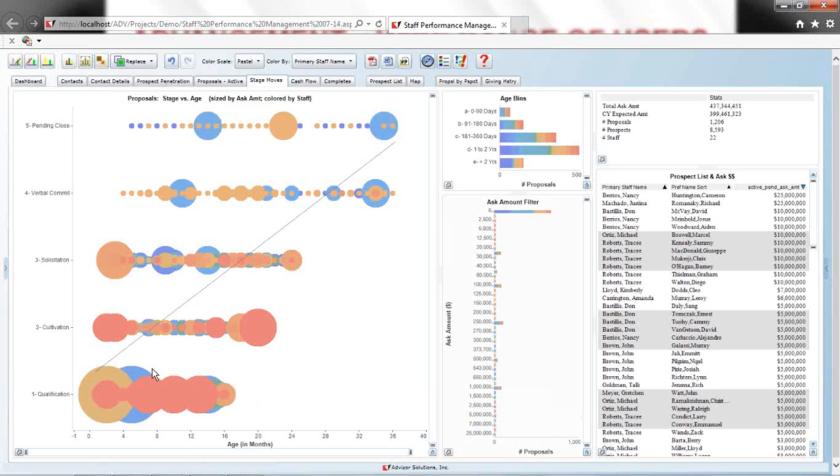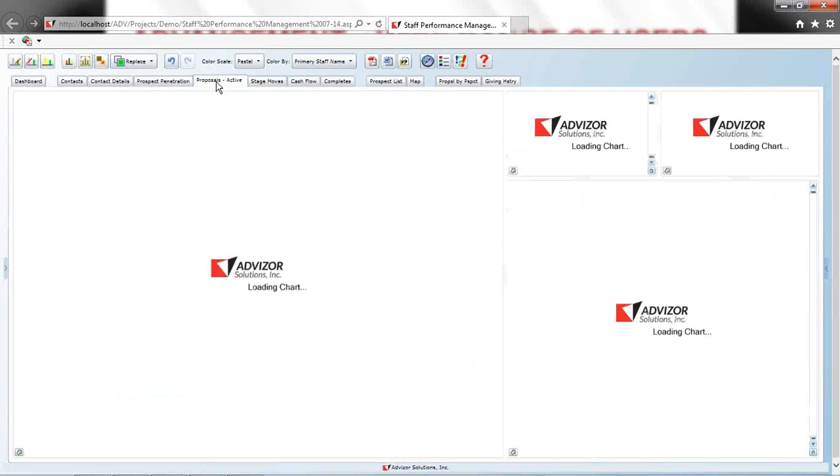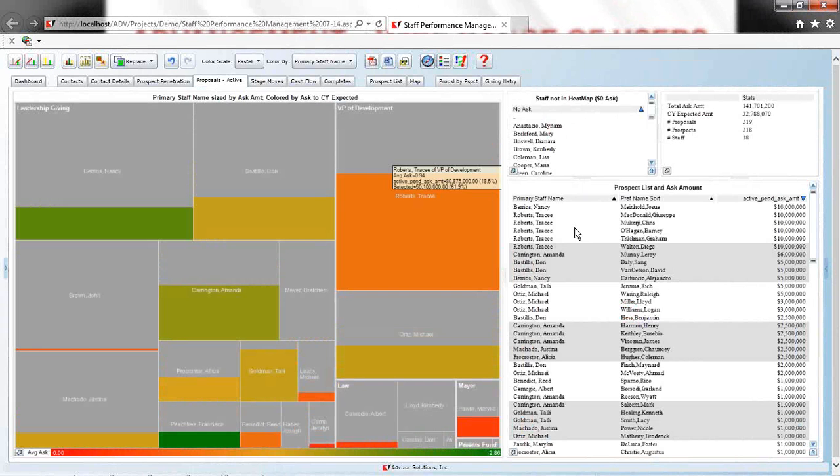There's a group down here in qualification that have been in qualification more than 6 months. Let's zero in on that. It's 18 staff, 218 prospects. It's a lot of expected ask, $141 million. Here's a list. Let's go back to this heat map on the prior page and see if we see concentrations. This is the same one that was on the first page. It's just lined up a little differently.